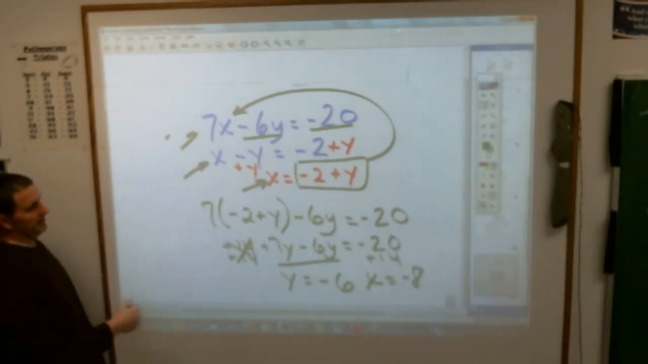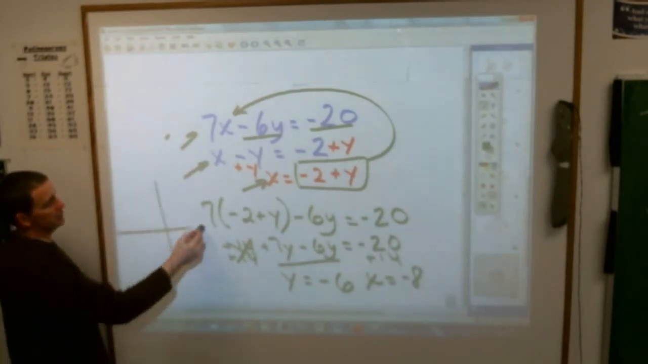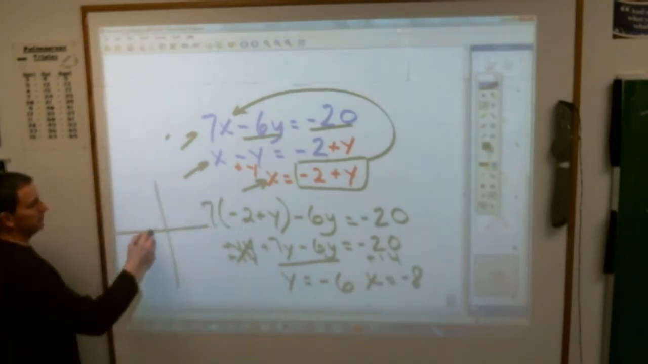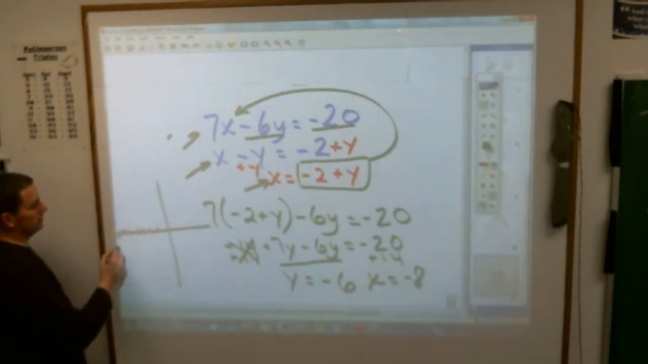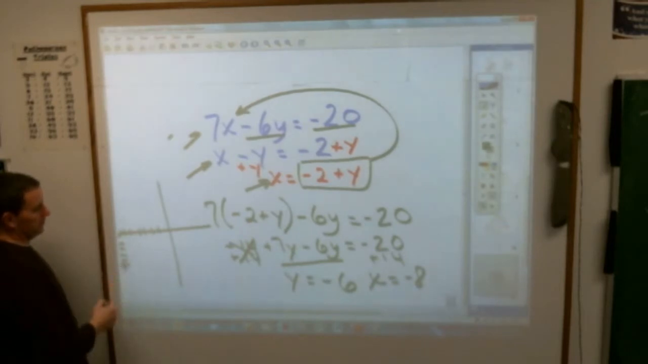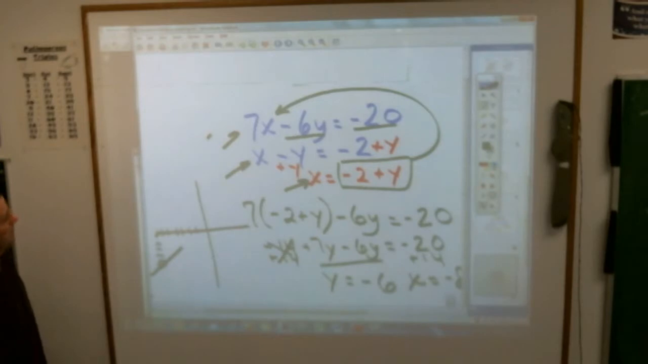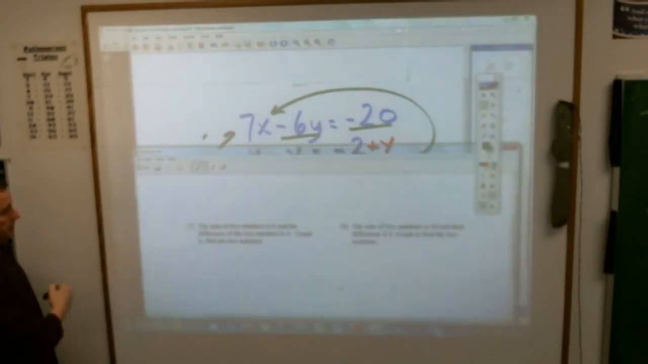Again, knowing, children, that if you were to graph these two lines, they would cross at the point negative 8, negative 6. 1, 2, 3, 4, 5, 6, 7, 8. 1, 2, 3, 4, 5, 6. Wherever these lines would go, they would cross at that point somewhere.